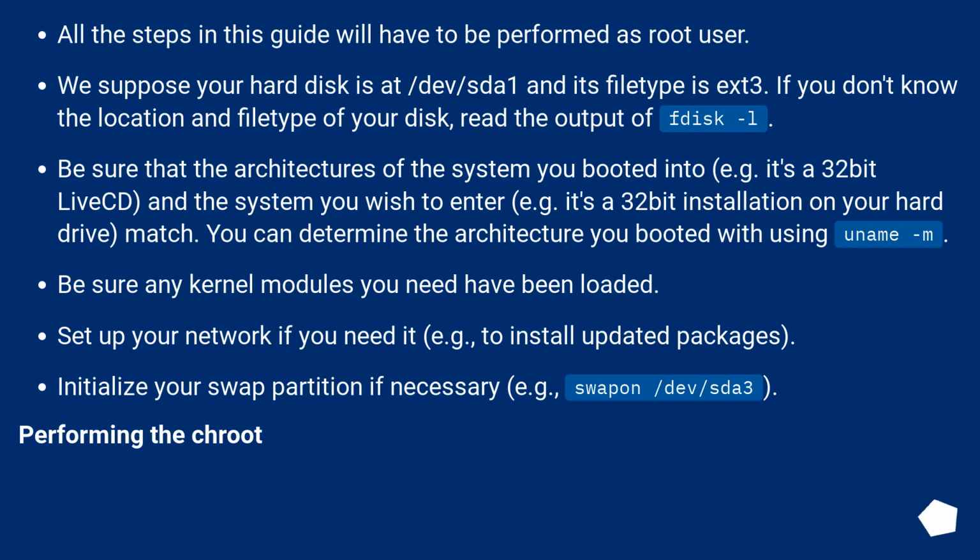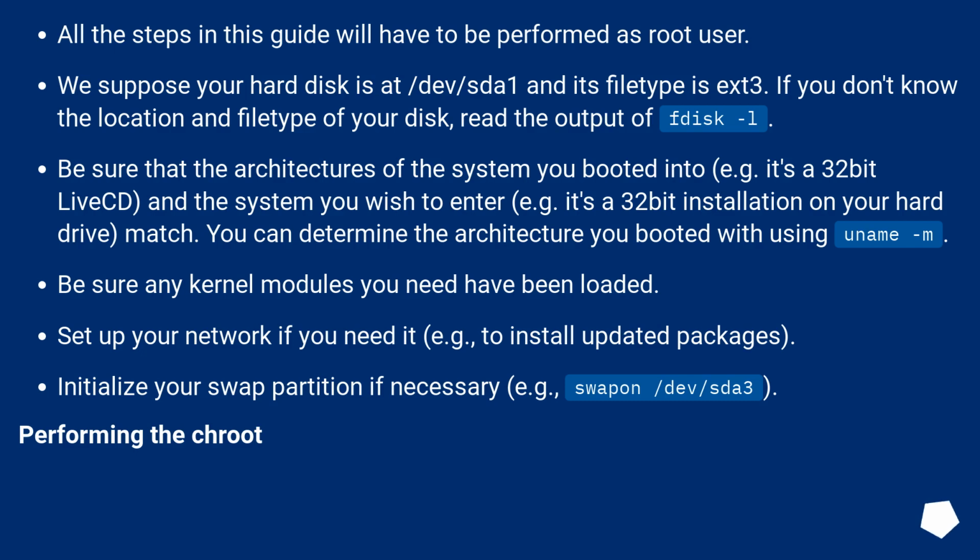Be sure that the architectures of the system you booted into, for example a 32-bit livecd, and the system you wish to enter, for example a 32-bit installation on your hard drive, match. You can determine the architecture you booted with using uname. Be sure any kernel modules you need have been loaded. Set up your network if you need it, for example, to install updated packages. Initialize your swap partition if necessary, for example, swapon /dev/sda3.